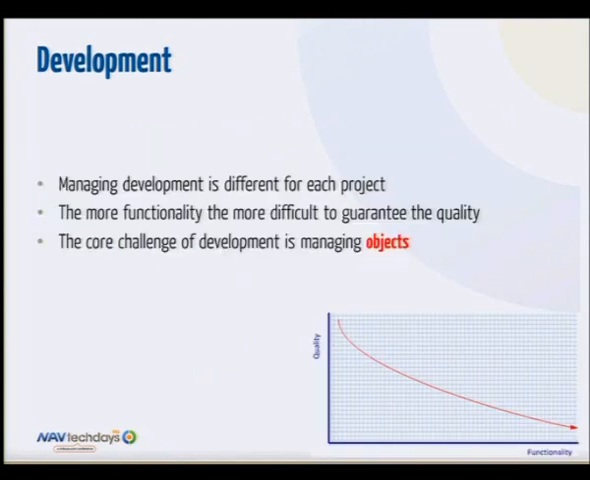Managing development is different for each project. If you develop something which is called a W1 database, it's completely different to manage than if you manage a project that is integrating Dynamics NAV with third-party solutions. But in general, we can say that the more functionality you get in the product, the more difficult it is to guarantee the quality. And one of the core challenges of development is managing objects.